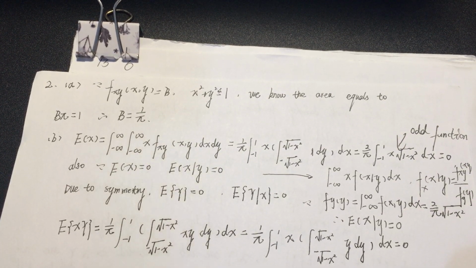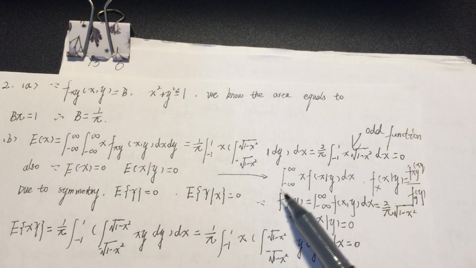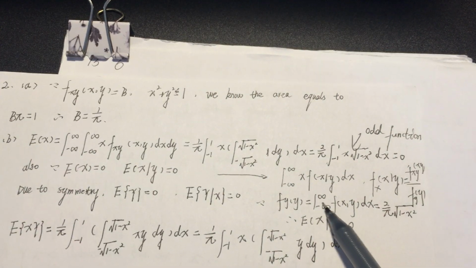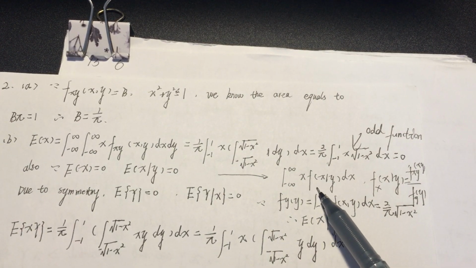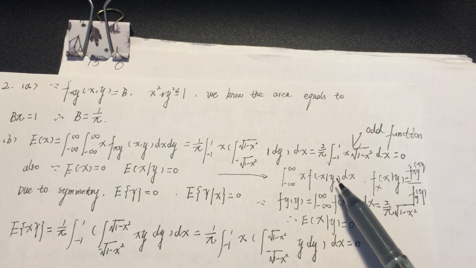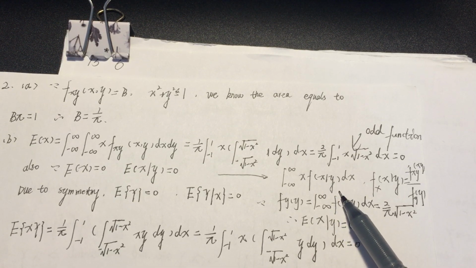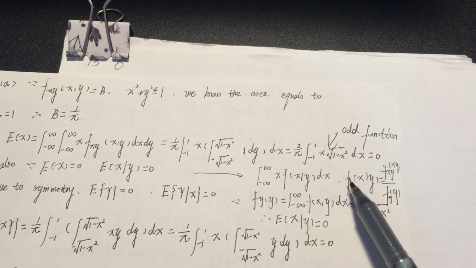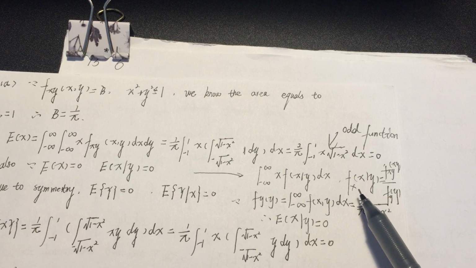So if we want to calculate the conditional expectation of x given y, we have to write this form. We have to write x multiplied by the conditional density function of x given y. But we don't know this conditional function, so we have to calculate it.